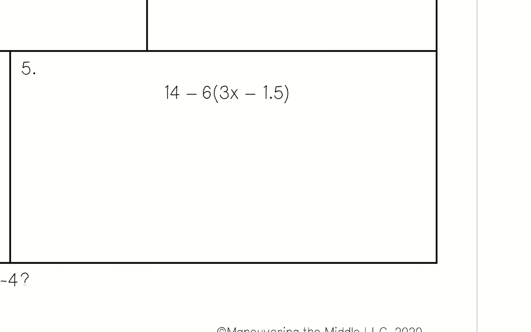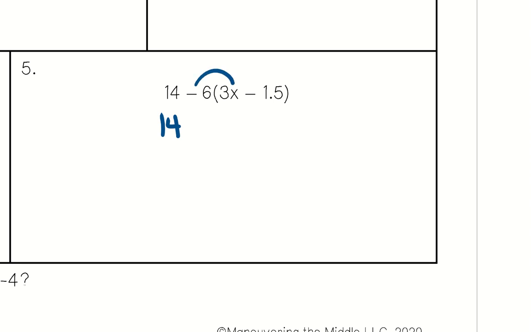All right, number 5, we have 14 minus 6 times 3x minus 1.5. So this problem's a little bit different. We've got some extra things going on. So notice at the very beginning of the problem, I have a 14, and then minus 6 is being multiplied times what's in parentheses. So we're going to bring the 14 straight down. We're not going to do anything with it. We're always going to distribute first.